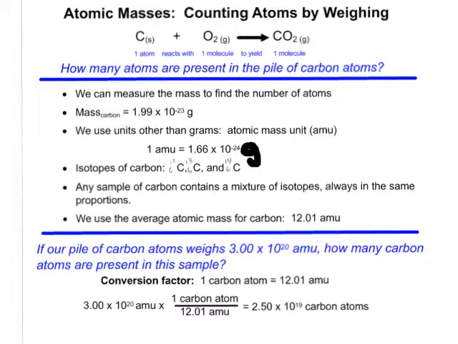Now, how do we set this problem up? Let's start with what we know, 3.00 times 10 to the 20th atomic mass units. Write in our conversion factor with atomic mass units on the bottom so that they'll cancel out. 1 carbon atom equals 12.01 atomic mass units. And that's going to equal 2.5 times 10 to the 19th carbon atoms. Our atomic mass units cancel out, and we have the number of carbon atoms present in that sample.